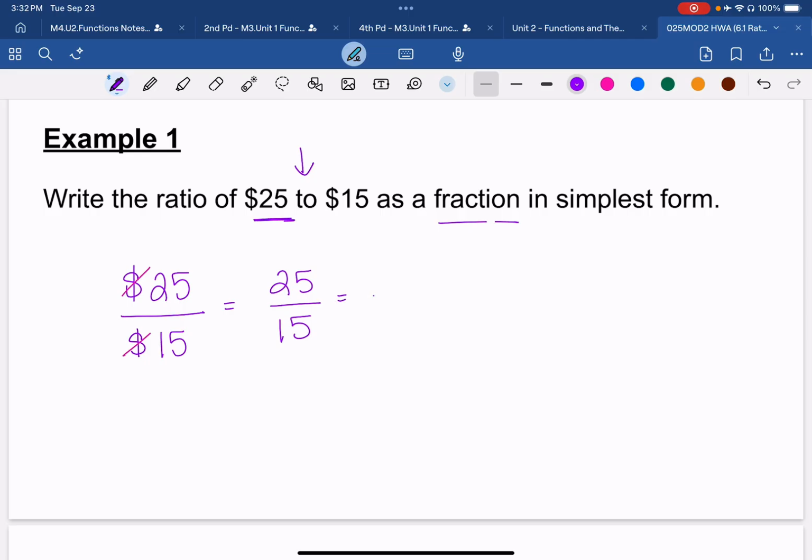So if we break that down into factors like we did when we were simplifying fractions, we could write 25 as 5 times 5. We could write 15 as 3 times 5. And so they have this common factor of 5 that can cancel out, and that simplifies to 5/3. And this is just simplifying the fraction. And so that ratio would be 5 to 3.